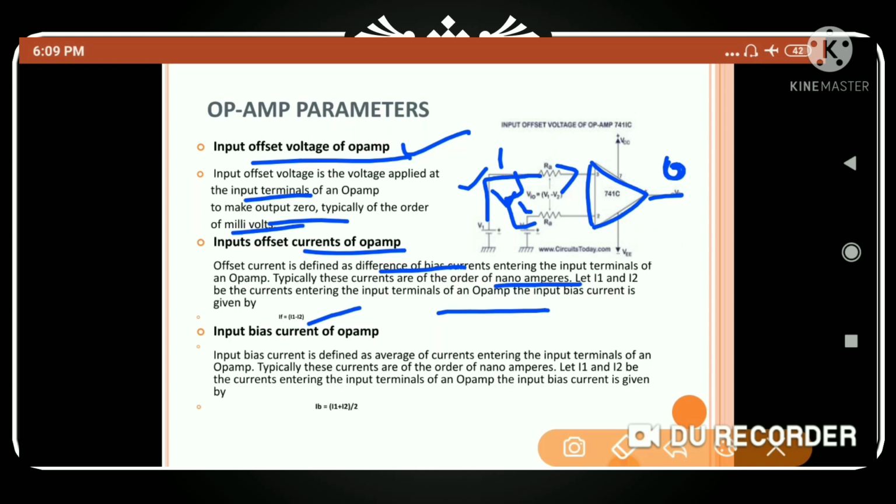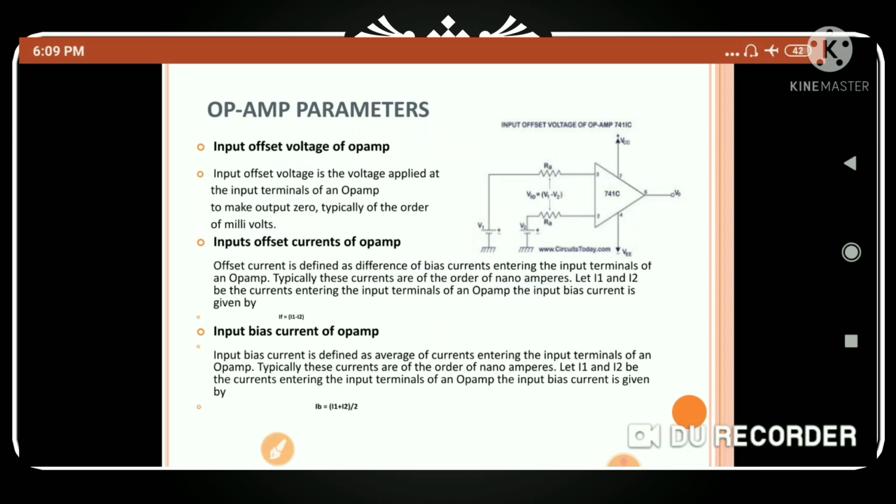Whatever we give as the input voltage, when the output should be 0, is the input offset voltage. And input offset current means the difference between these two currents, the difference between the bias currents entering the input terminals of the op-amp. That is known as the input offset current.